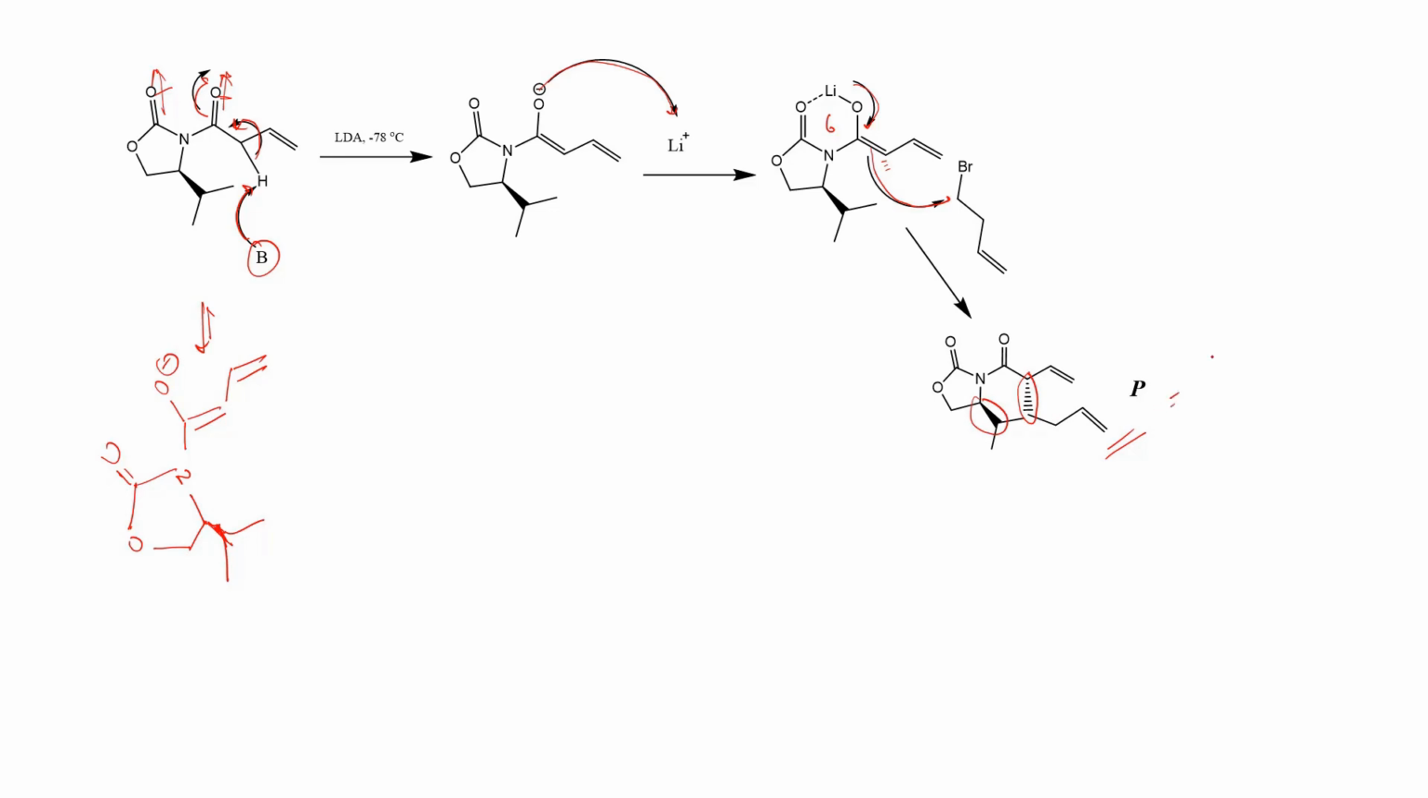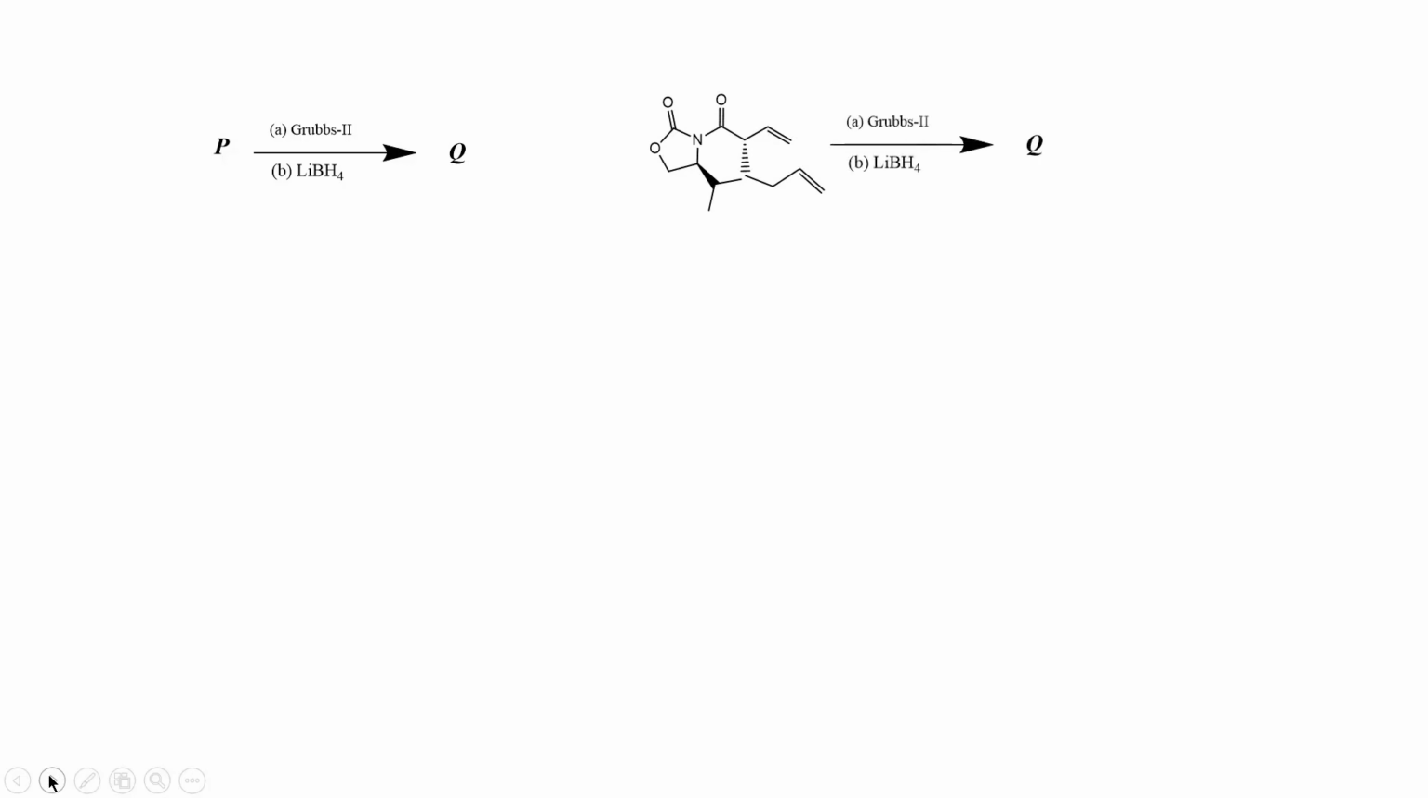Okay, so the first part of the question is solved. The next part asks: when P reacts with Grubbs second generation catalyst, followed by lithium borohydride reduction, what is formed? So this is our P, and these are our reaction conditions.